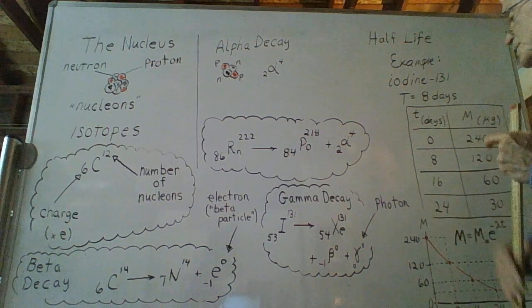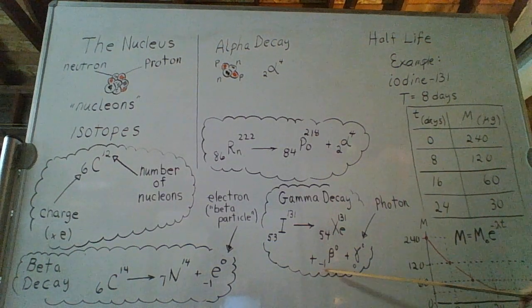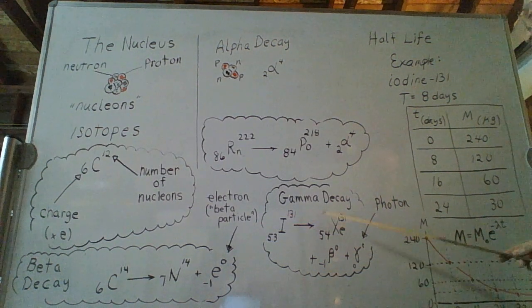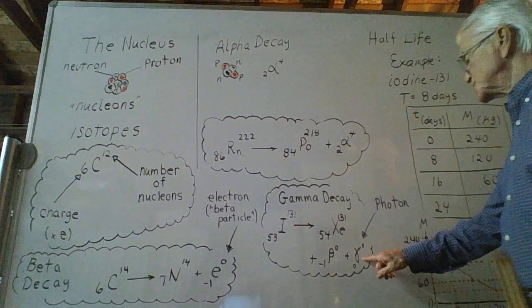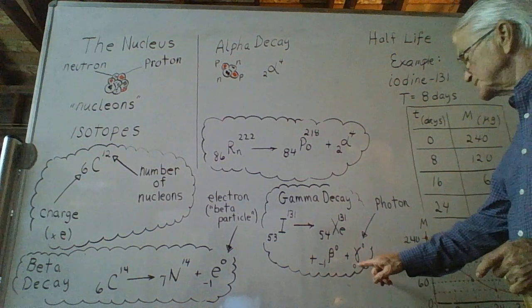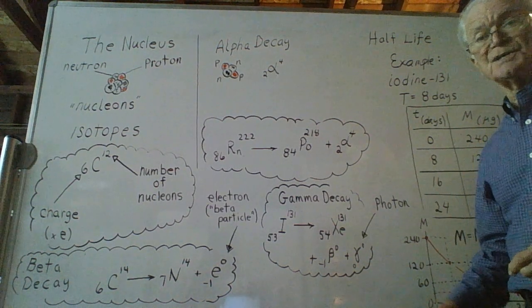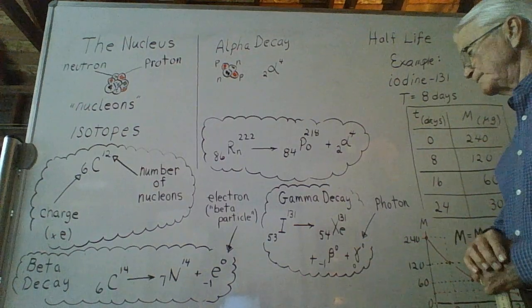And notice once again the subscripts add up, 53 on the left, 54 and negative 1, and on the top 131, 131. That symbol there is the symbol for a photon. That's the Greek letter gamma. Notice that its charge is 0, and it's not a nucleon because it's not a proton, it's not a neutron, so there's a 0 there.